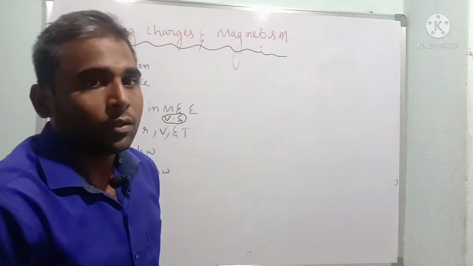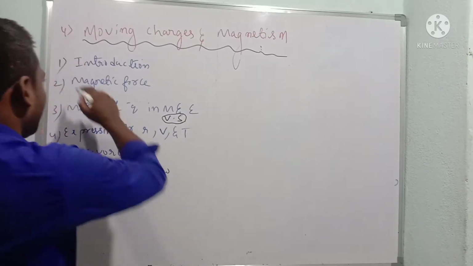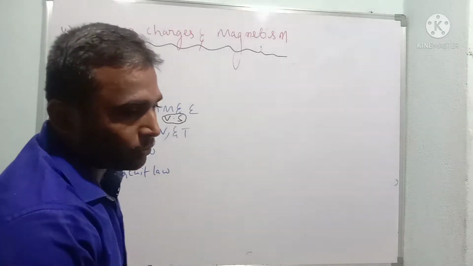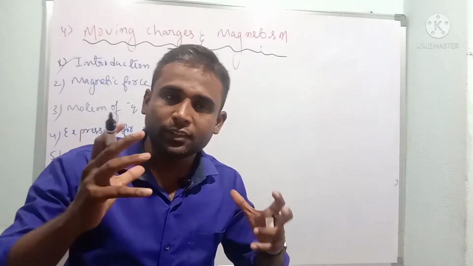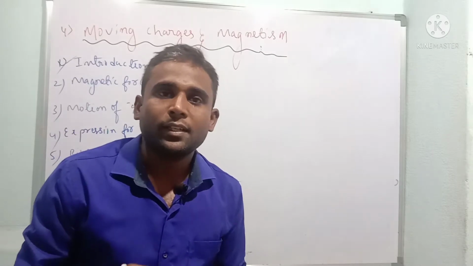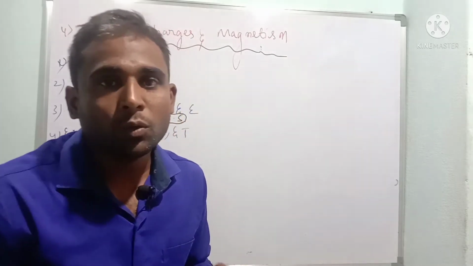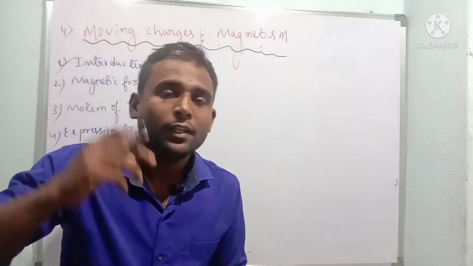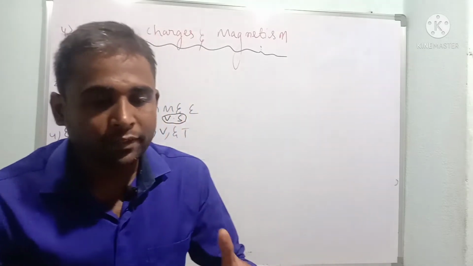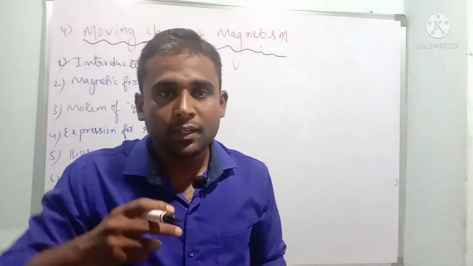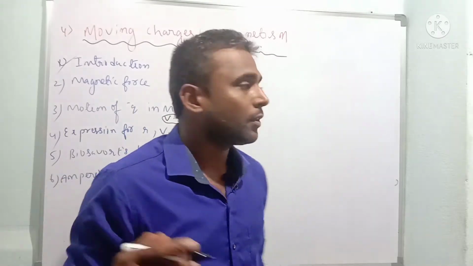Dear children, let us understand the introduction part. In 1820, it was first explained by Hans Christian Ørsted that electric field and magnetic field are interlinked together.